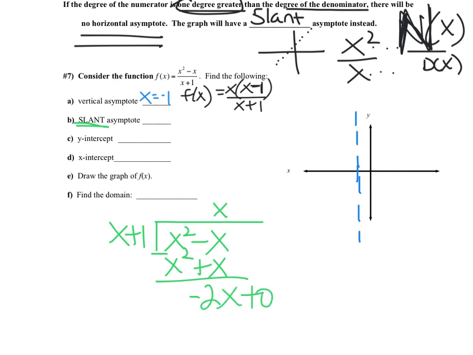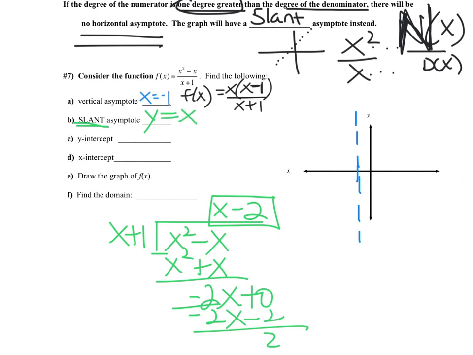And then what times x is -2x? That would be -2. -2x minus 2, and then you get a remainder of 2. It doesn't matter what the remainder is. What we're looking for is this right here. That is our slant asymptote. Our slant asymptote is y equals x minus 2. And we all know how to graph lines, so we're going to go to -2, our y-intercept, and count up 1 over 1. And you're going to draw a line there that is an asymptote, a slant asymptote.